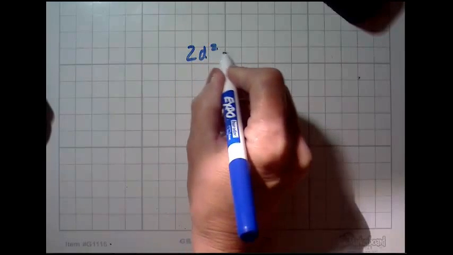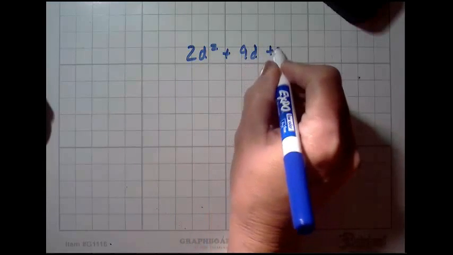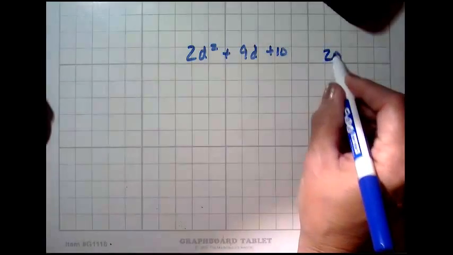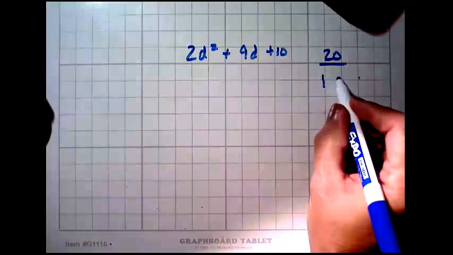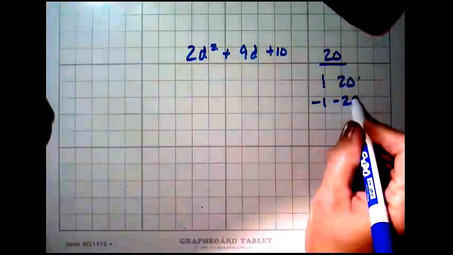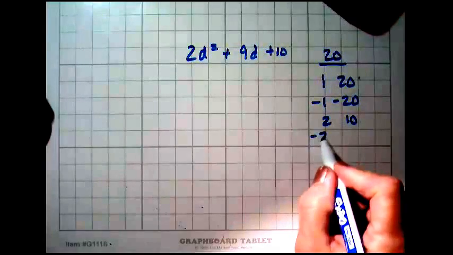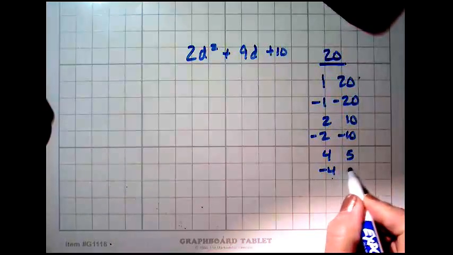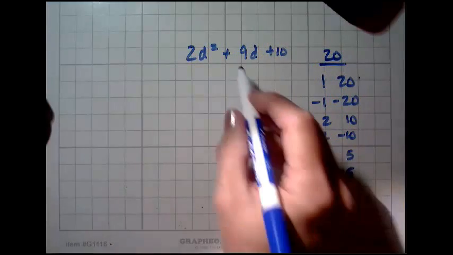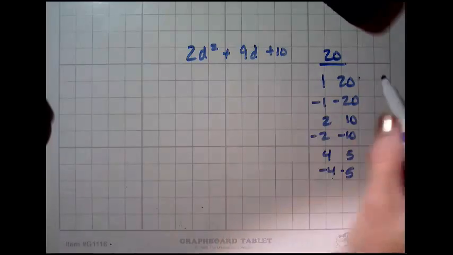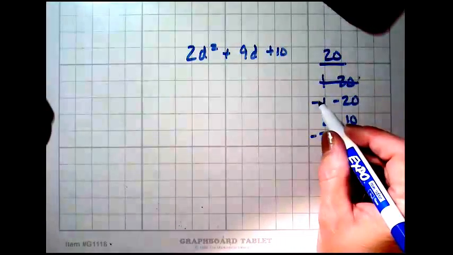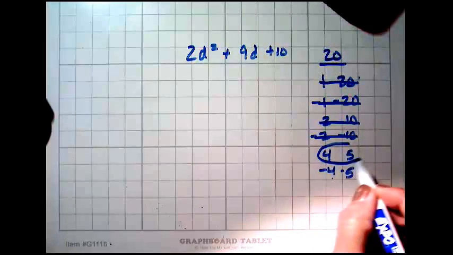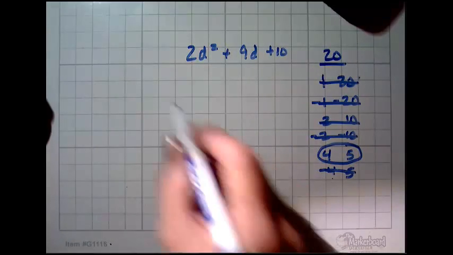2d squared plus 9d plus 10. Again, we look at that and see that a is not 1, so we're going to multiply 2 times 10. That gives me 20. Factors of 20: 1 and 20, negative 1 and negative 20, 2 and 10, negative 2 and negative 10, no 3's, 4 and 5, negative 4 and negative 5. And I'm done. Now let's go back and add those together and see which set is going to give me 9. 21, nope. Negative 21, nope. 12, negative 12. This one gives me 9, negative 9. So I'm going to use my 4 and my 5.